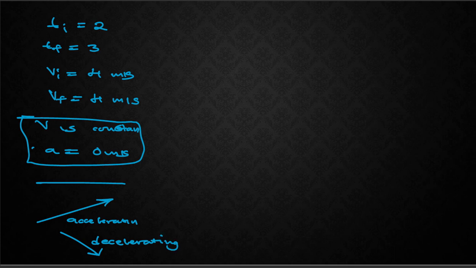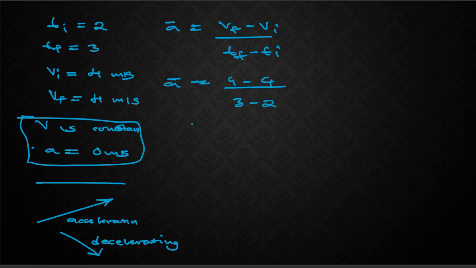All right, so now we can find the instantaneous acceleration: a equals V final minus V initial over T final minus T initial. Our V final is 4, our V initial is also 4. Our T final is 3, our T initial is 2, so we get 0 over 1, which is 0 meters per second squared. That's why I was saying that when velocity is constant, the acceleration is going to be 0, and this has been proven, as you can see.